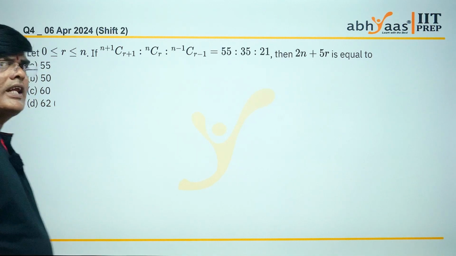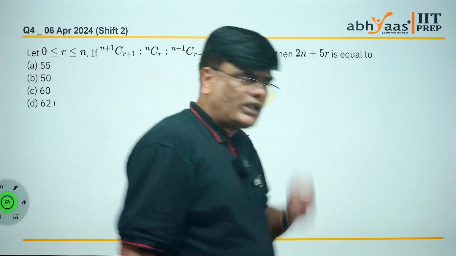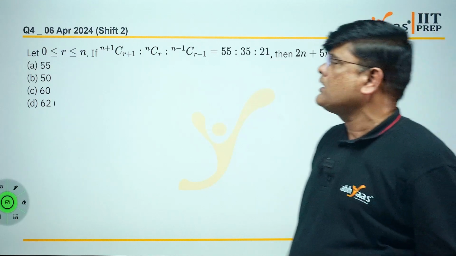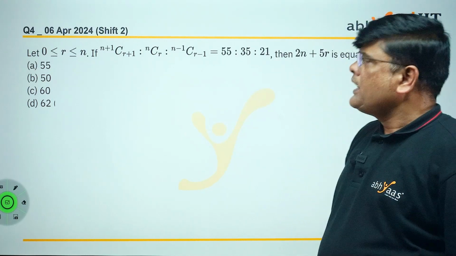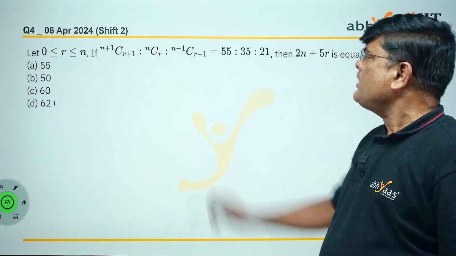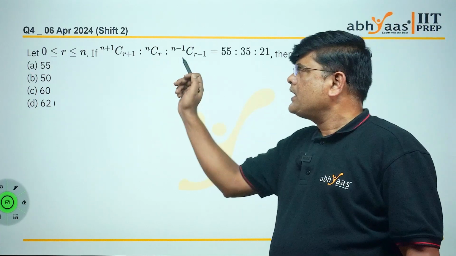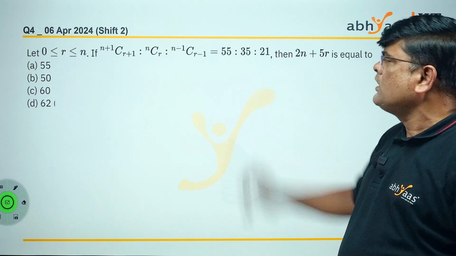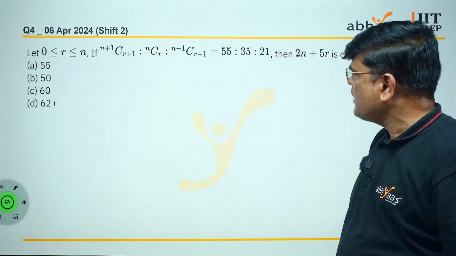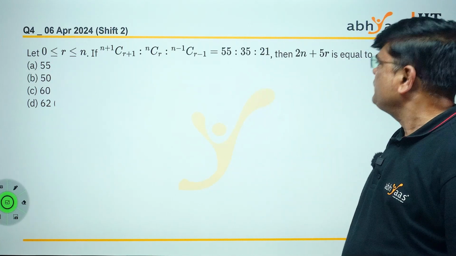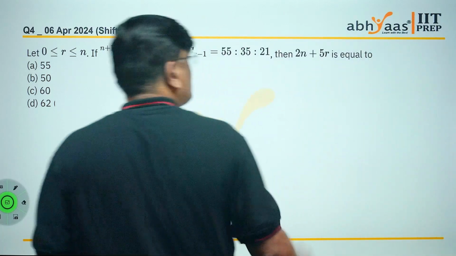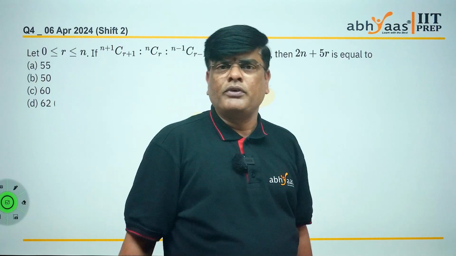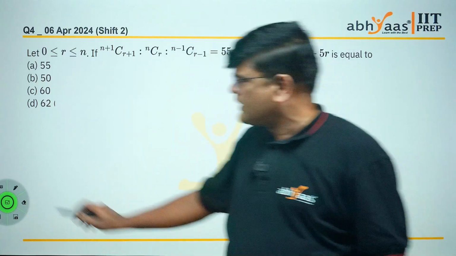Now, we'll see the next question. Here, the question is: let 0 ≤ r ≤ n. If (n+1)C(r+1) : nCr : (n-1)C(r-1) = 55 : 35 : 21, then 2n + 5r is equal to? Okay, this is the question.